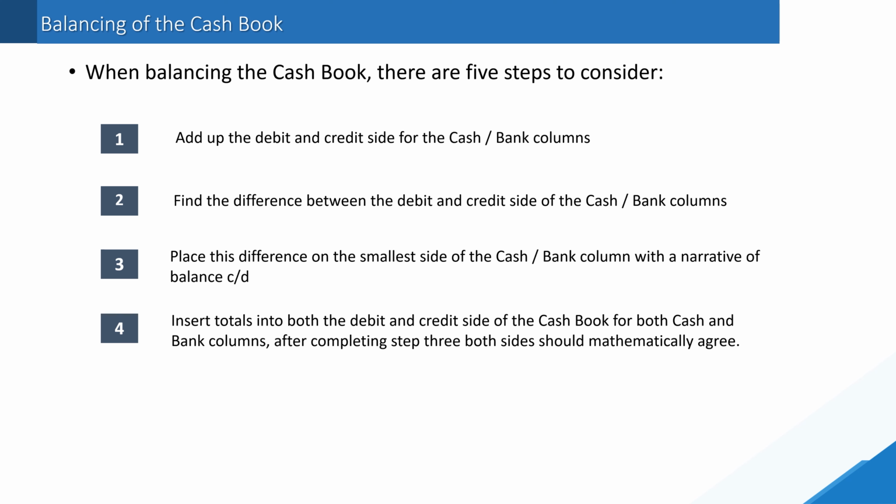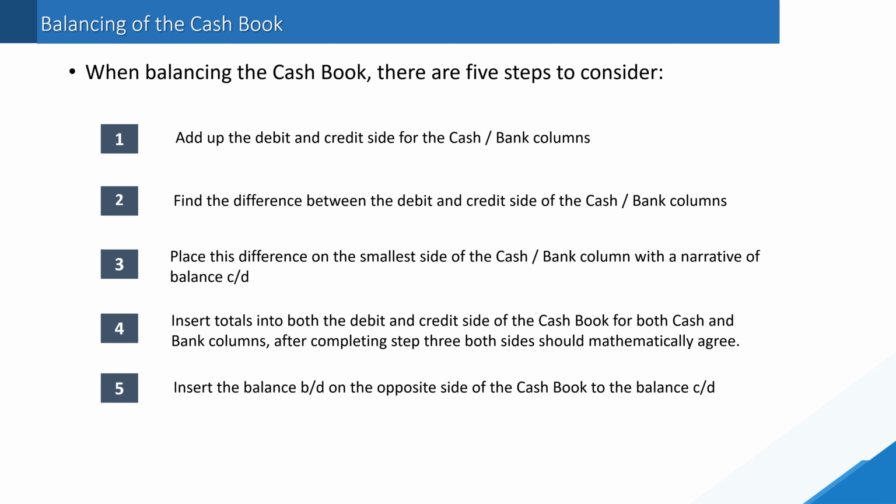We're fanatics in accounts and bookkeeping about totals and making sure they agree. So having successfully completed step 3, we then, as part of step 4, insert totals into the cash book. And by inserting these totals, both the debit and credit side of the cash book for both cash and bank columns should agree. It's almost a check that mathematically we have completed the previous steps correctly.